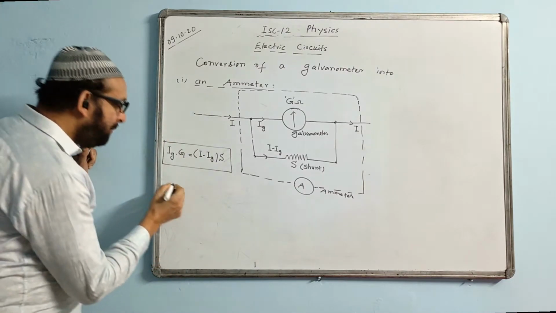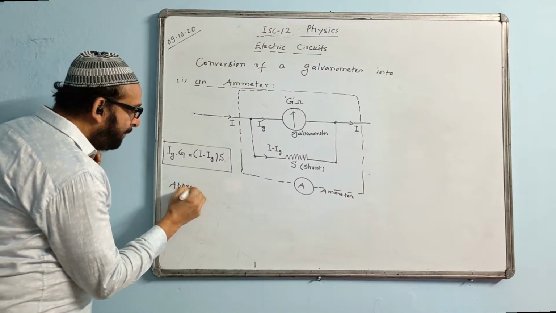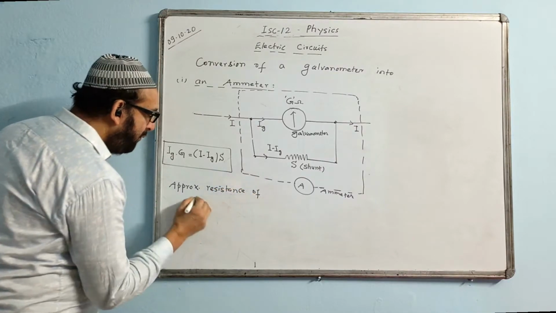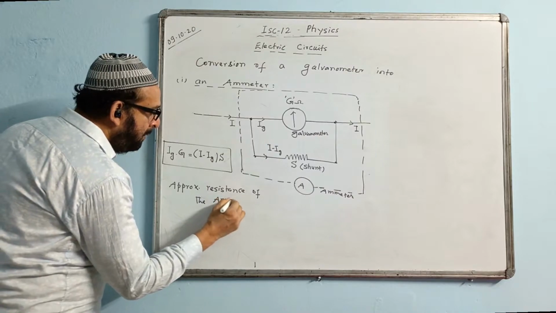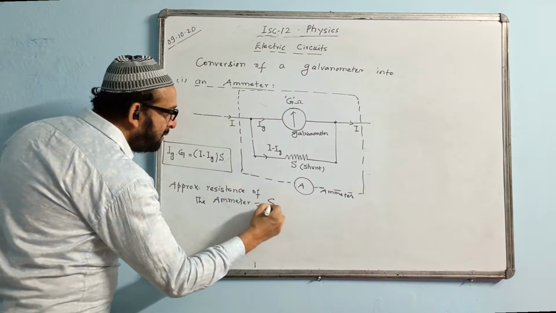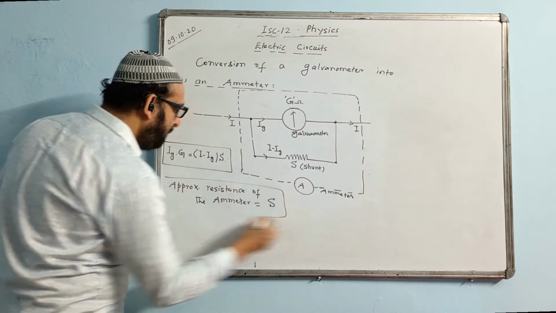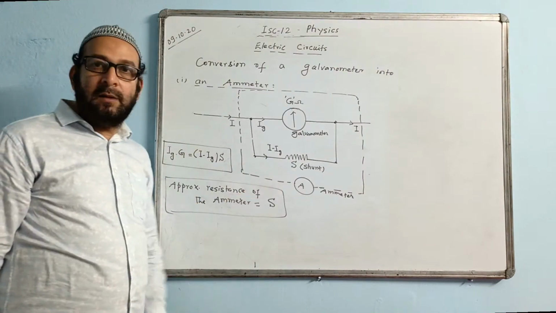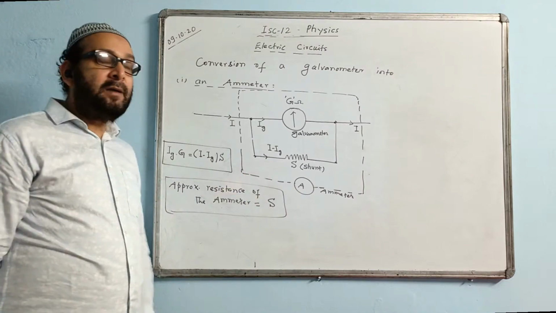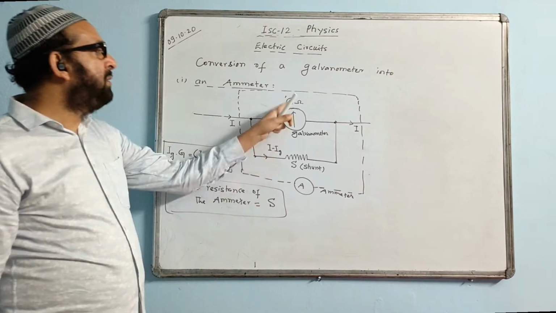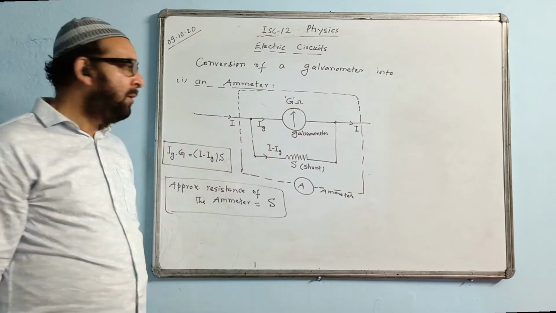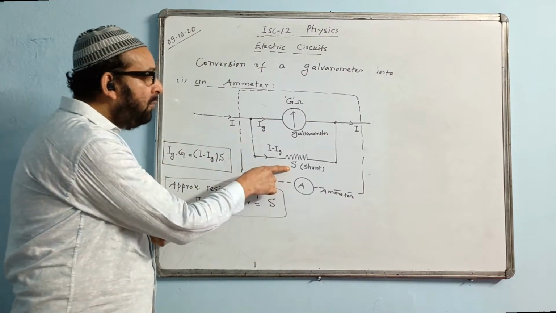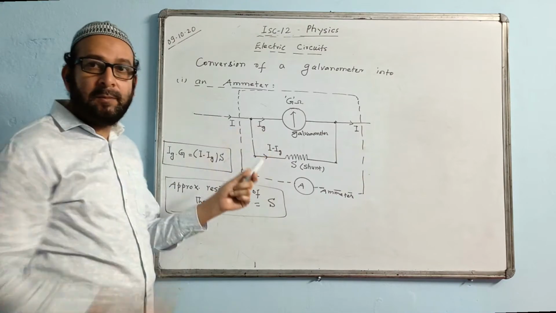And another thing to be noted here, write it down: the approximate resistance of the ammeter will be equal to S. This is also an important point here. The approximate resistance of the ammeter will be equal to the value of S. Why? I will tell you. Suppose G is 10 ohm, and the value of S is 0.001 ohm. It has a very low value in comparison.